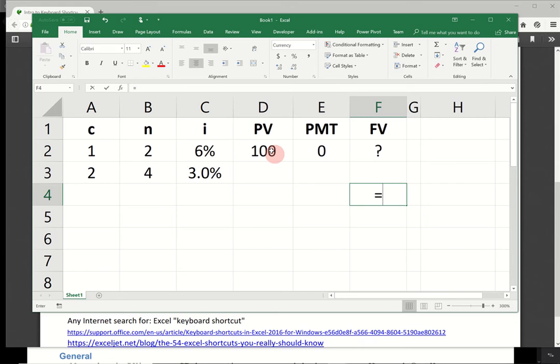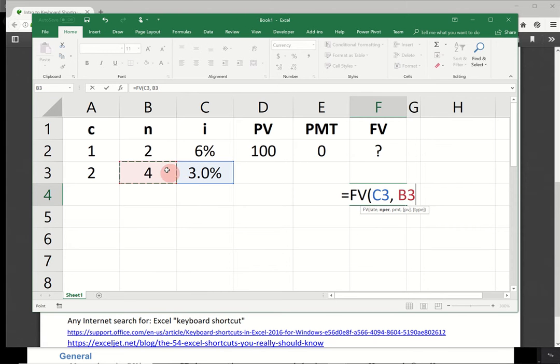So again, that's equal to FV. And then we do the rate. And then again, so we're using the second row now because of compounding, comma, the number of periods is 2 annual periods, but 4 semi-annual periods, comma, space, PMT, let's refer to this cell here, which is 0, comma, space, and then the present value is this.